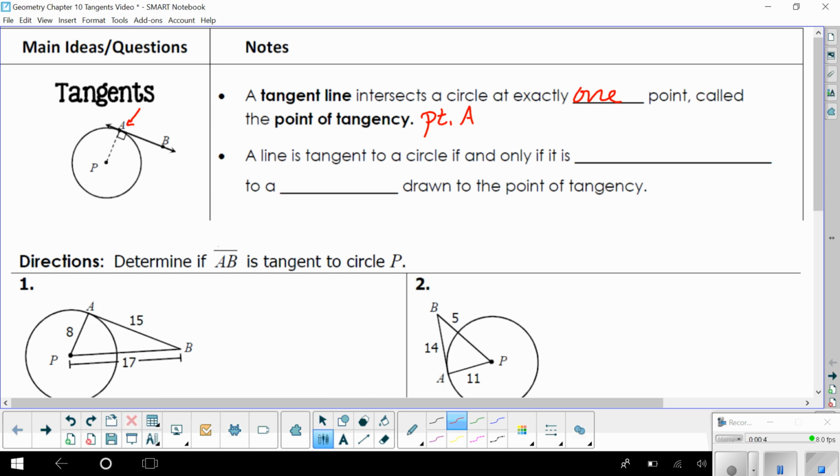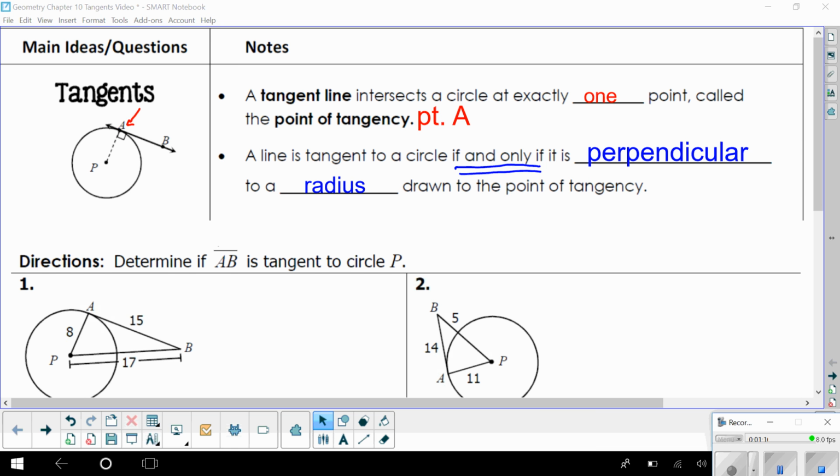A line is tangent to the circle if and only if it is perpendicular to a radius. So if you look, perpendicular, remember, that's this little guy right there. Okay, so that 90 degrees means it's perpendicular. If you remember, PA is your radius.